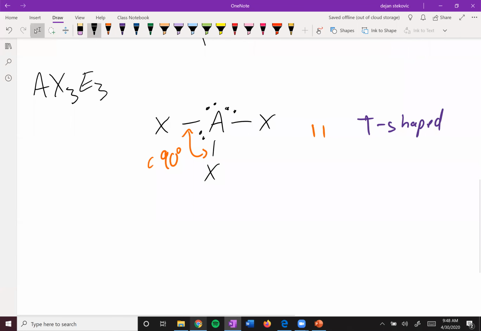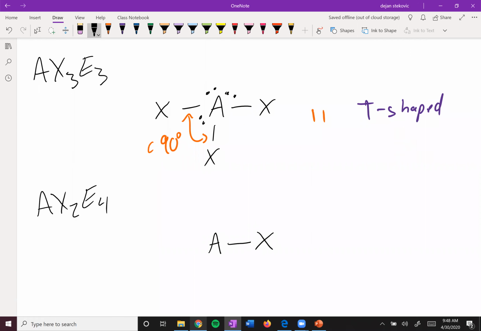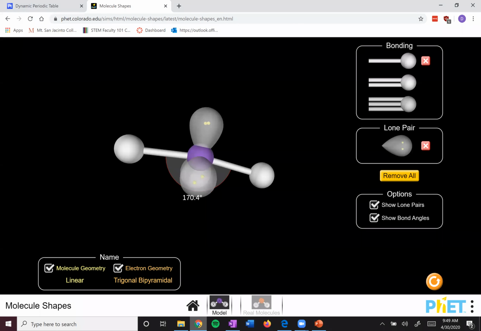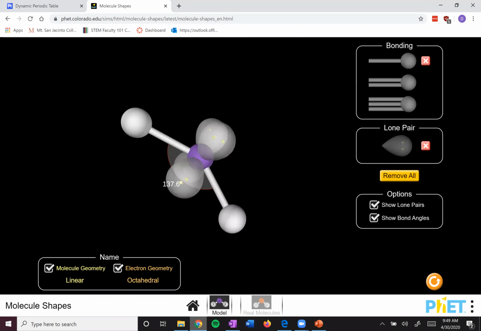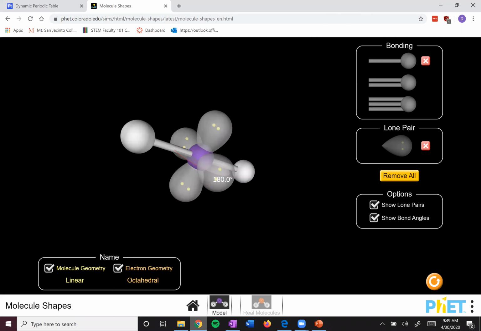And then one more time, AX2E4. And so we'll just replace another one with a lone pair. So X, X, and then we'll have 1, 2, 3, 4 lone pairs, right? Still the octahedral electron geometry, but now the shape is back to linear. And so this is 180 degrees. Let's take a look at that. Take another atom away, put another lone pair in, and there you go. You have your linear shape. And that's it.